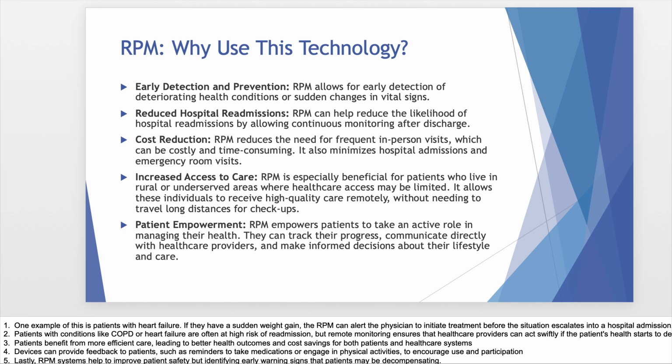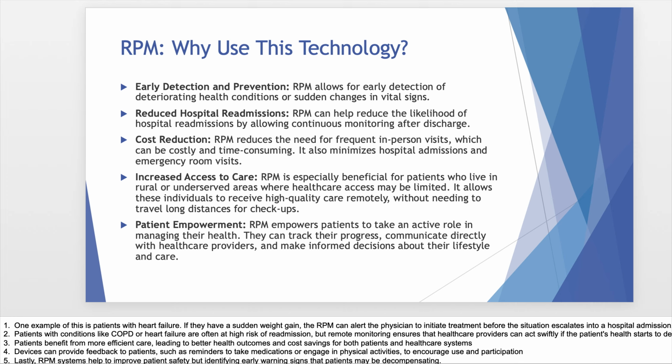So RPM, why use this technology? RPM offers early detection and prevention. It allows for early detection of deteriorating health conditions or sudden changes in vital signs. One example of this is patients with heart failure. If they have a sudden weight gain, the RPM can alert the physician to initiate treatment before the situation escalates into a potential hospital admission, which leads to also a reduced number of hospital readmissions.